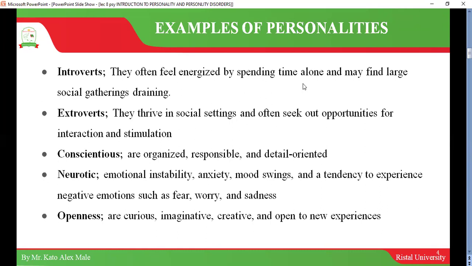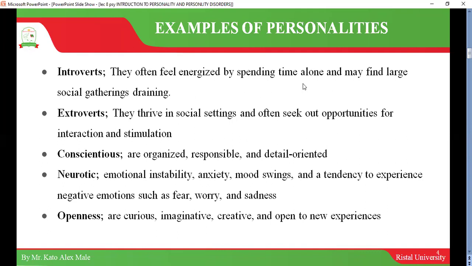You get it? Then neurotic, this is a bad personality because it is related to emotional instability, anxiety, mood swings, and a tendency to experience negative emotions, for example, fear, worry, sadness. So such individuals tend to be depressed most of the time. They are anxious, even in situations that are not frightening. So those are the neurotic personalities.